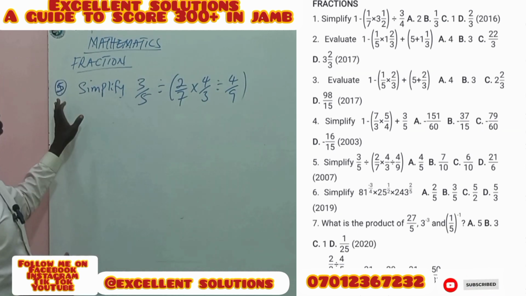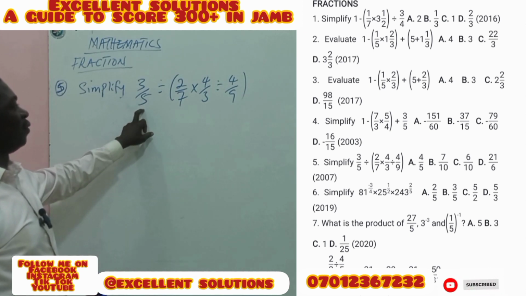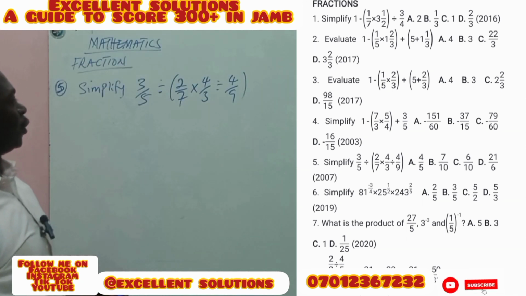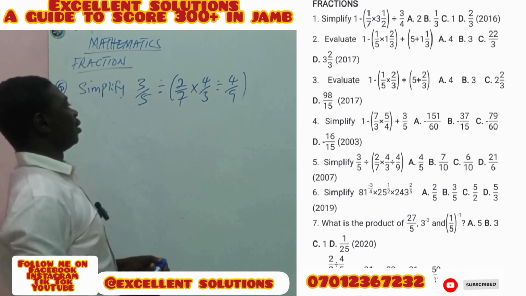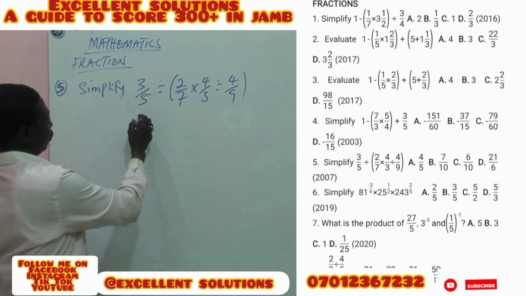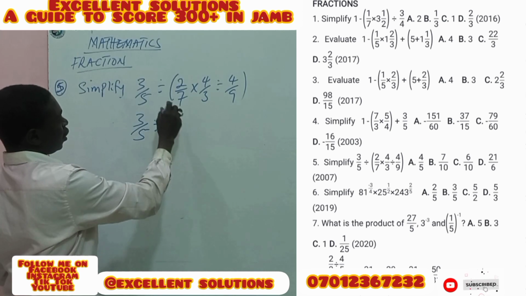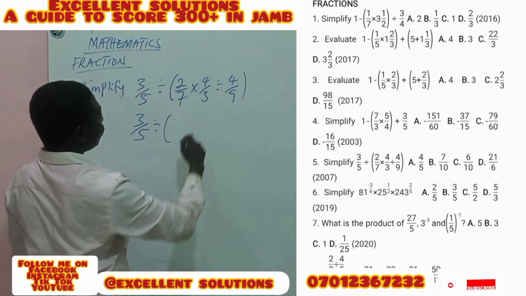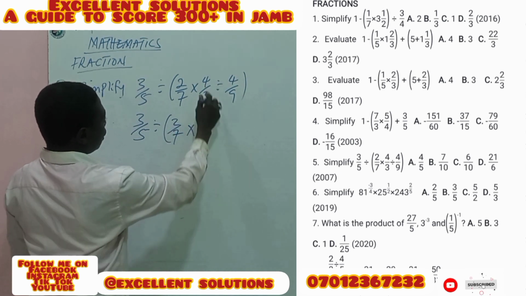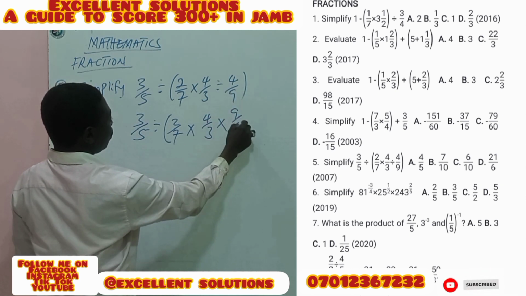So the next question is question 5, and question 5 says, simplify 3 upon 5 divided by, open bracket, 2 upon 7 times 4 upon 3 divided by 4 upon 9. So the first thing, we start with the bracket. And when we come to the bracket, we now have, let's say, 3 upon 5 divided by, here we have, division comes before multiplication. So we now have 2 upon 7 times, this now becomes 4 upon 3 times, then we take reciprocal, 9 upon 4.